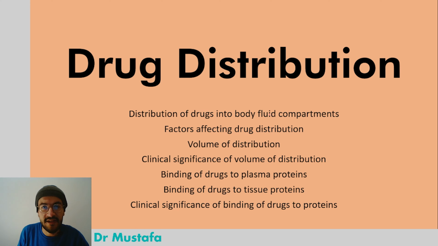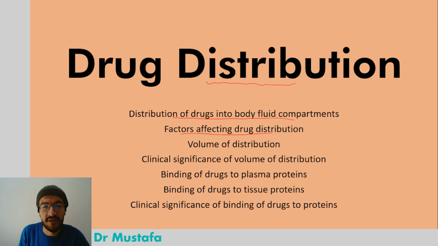So continuing our discussion about the clinical pharmacology basic principles class, now we are going to talk about drug distribution. After the drug gets administered to the patient and absorbed from the site of administration into the systemic circulation, it gets distributed into different body fluid compartments. In this video, we will talk about the distribution into body fluid compartments and the factors affecting distribution.